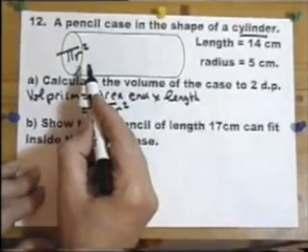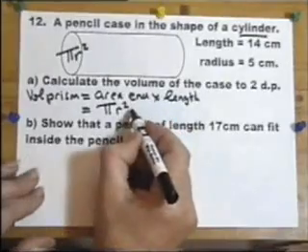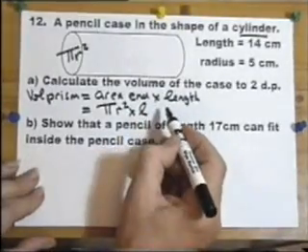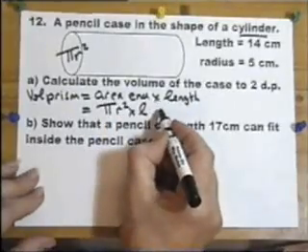So the end of this prism is pi r squared, and the length is, well, let's use the letter L. So the volume of this pencil case is pi r squared times L.